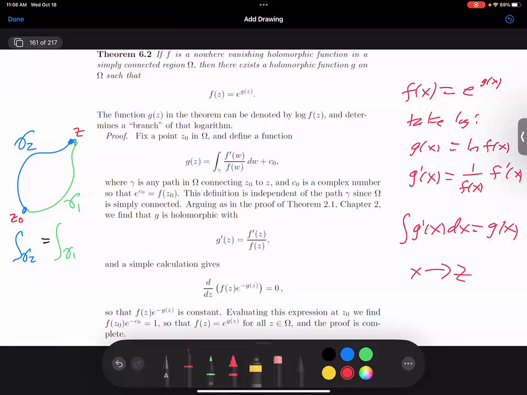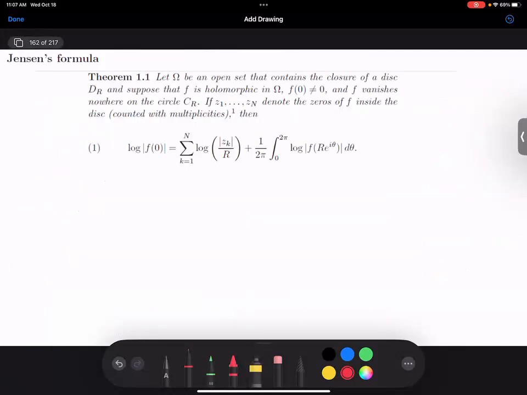But we can crucially see here, this is where we're using simply connected to say that the path does not depend. And now they just go through and show that, if you look at the exponential of, e to the negative g, we can do that because the exponential is just defined as an infinite sum. It's going to converge, so everything is fine. So again, this is just a high-level proof of if I have a function that's nowhere vanishing, it's holomorphic on a simply connected region, I can write it as the exponential of a holomorphic function.